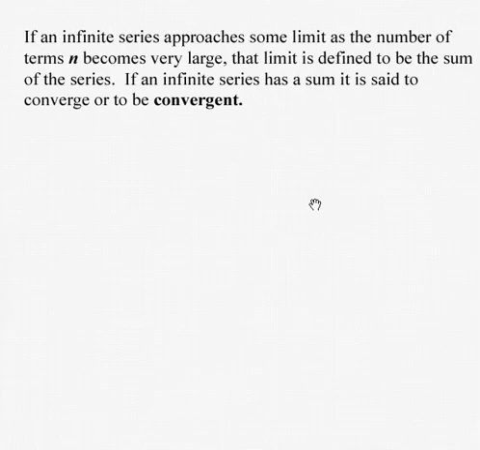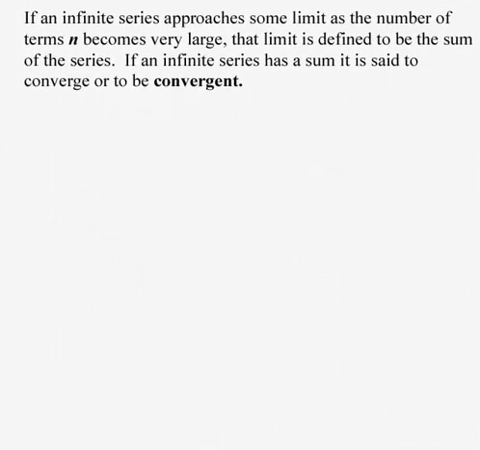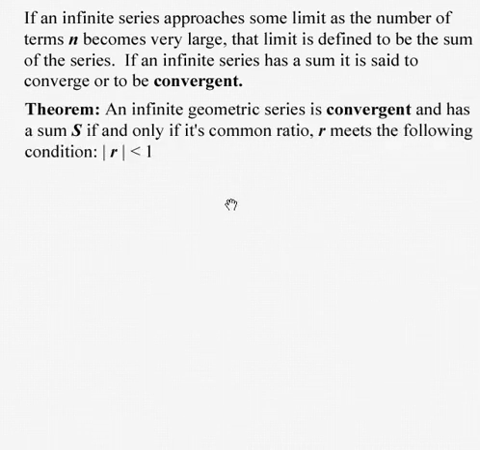So let's talk about that for a minute, because the concept of how you can add an infinite number of numbers together and get a sum that's not infinity is an interesting question. If an infinite series approaches some limit as the number of terms n becomes very large, that limit is defined to be the sum of the series. In that case, if an infinite series has a sum, it's said to be convergent. And this is somewhat like the idea when we graphed hyperbolas, that the line was approaching the asymptote, never crossing, never touching, never getting parallel to it.